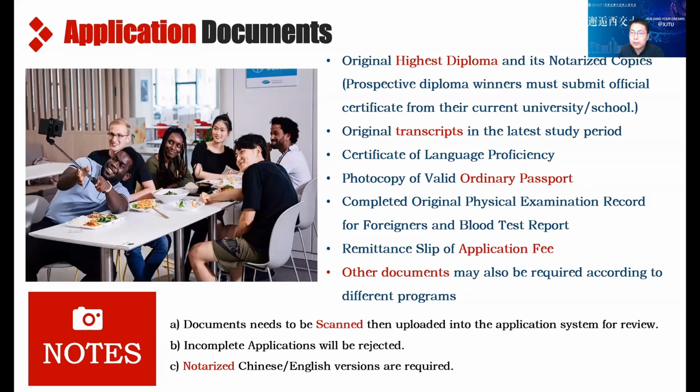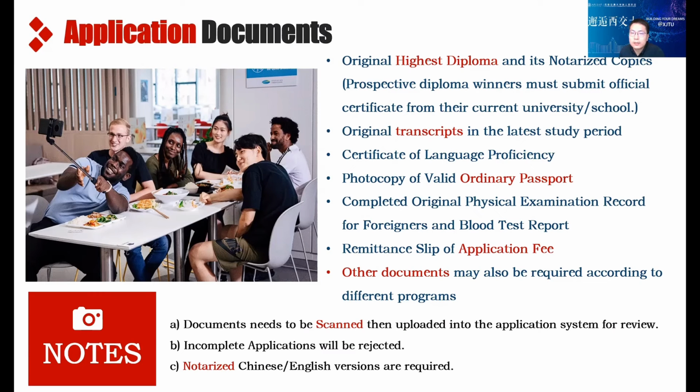And here, for all different types of applicants, I believe you still have to prepare all these application documents before you start applying online. The first document is your original highest diploma and its notarized copy. If you are going to graduate this year before July, you must give us a prospective diploma. After the diploma, we need an original transcript from the latest study period. For example, if you are applying for a PhD, then we may require your transcript for master.